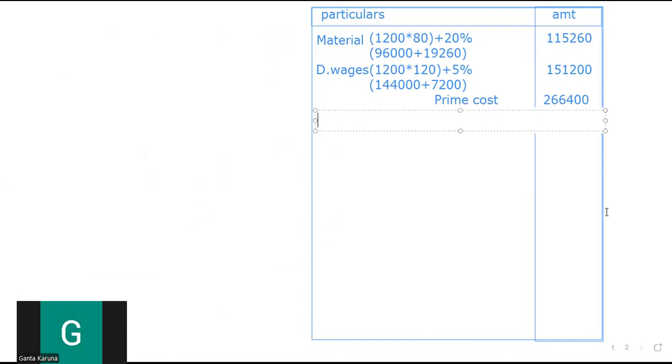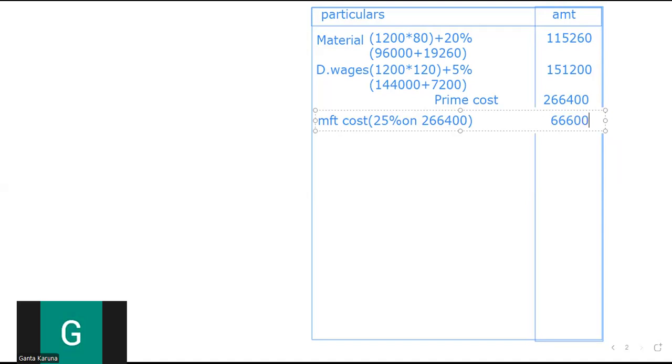So manufacturing cost, which is 25% on prime cost. So prime cost is how much? Prime cost is 2,66,400, I got. So if I calculate 2,66,400 into 25%, I'm going to get around 66,600. So this is how I got it.